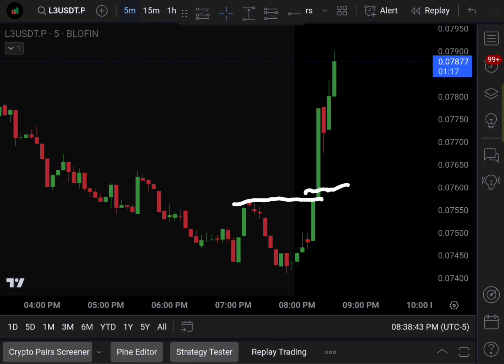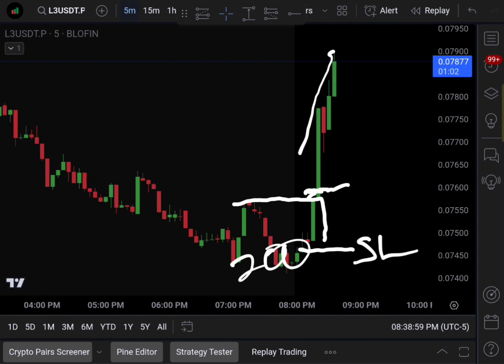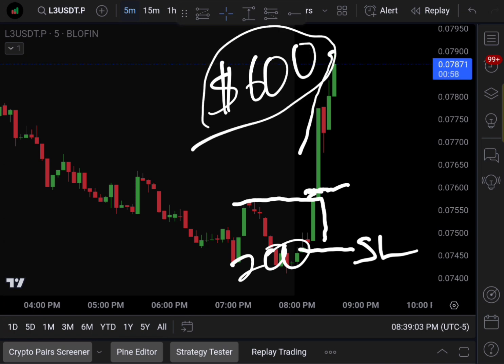As soon as I see this big bar right here, I'll just wait to see if it breaks over a little bit. As soon as it does, I'll get in. I'll put my stop loss right here, and I'll just ride it all the way up. So if I'm risking $200 on this trade, I'd have been up $600 on this trade. Do you see what I mean?